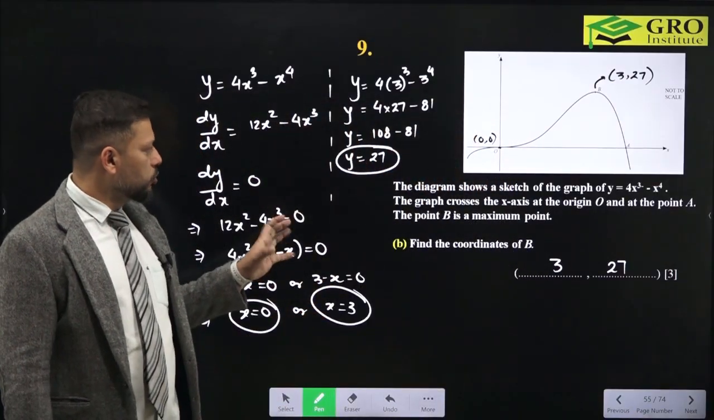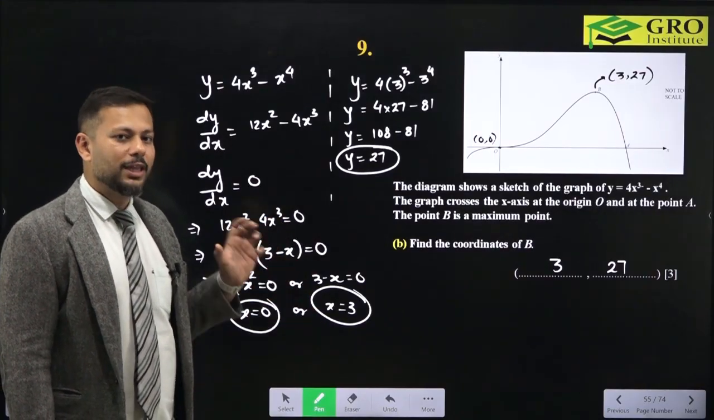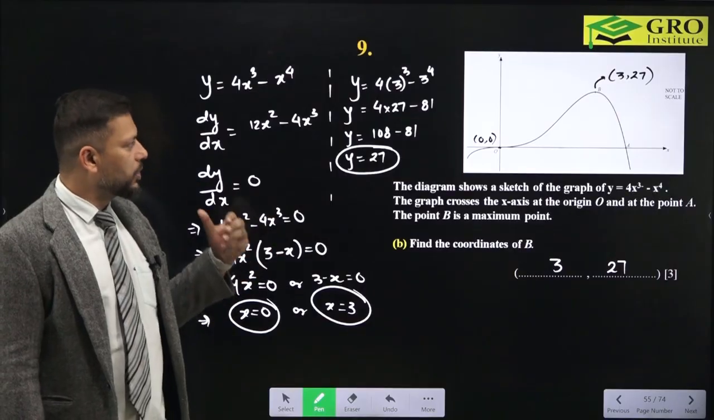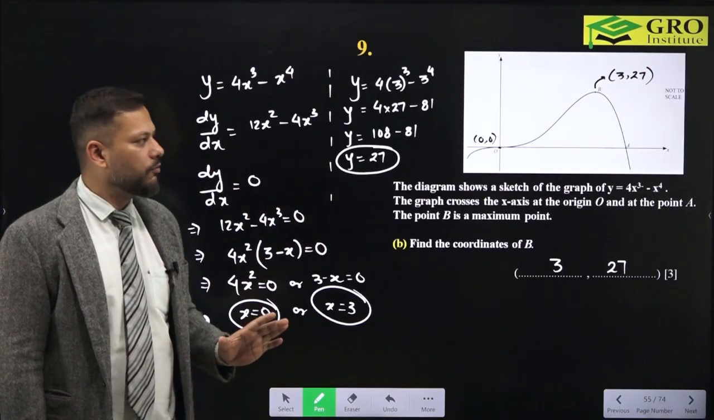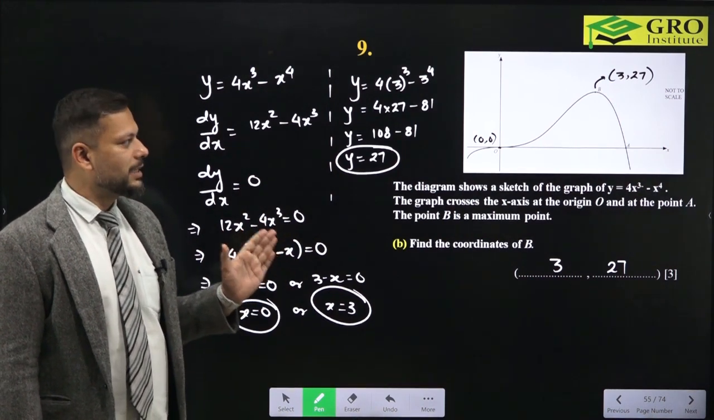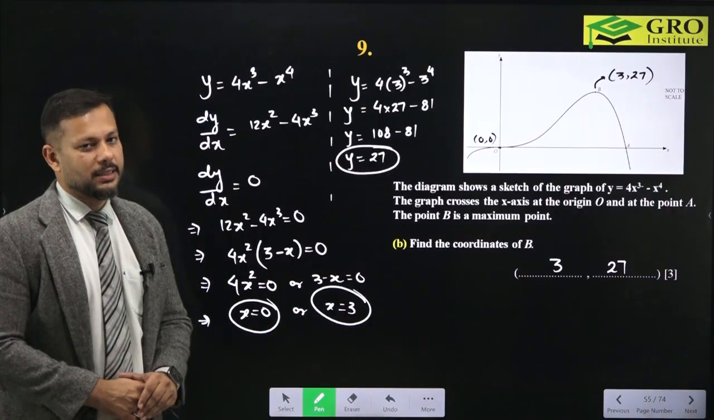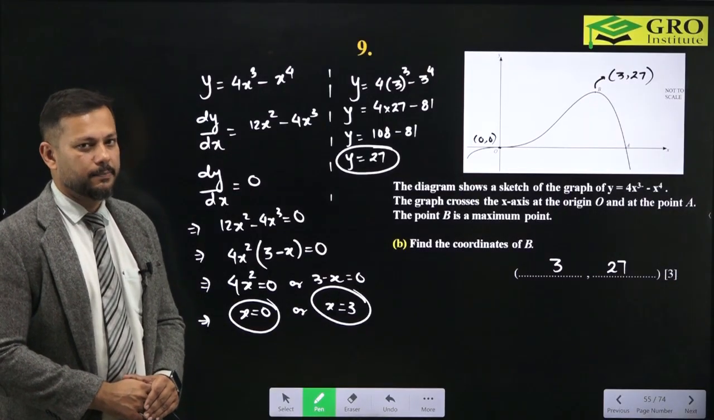We have used the differentiated equation and we equated it with 0. We got the values of x. We also then put it in the original equation of the graph and we got the corresponding value of y, and we get the maximum point B's coordinates as 3 comma 27. That's the answer for this part. Note it down for your reference and then we move ahead.